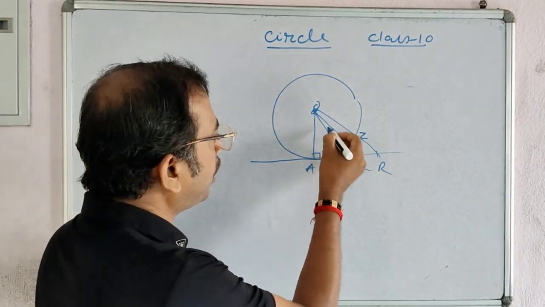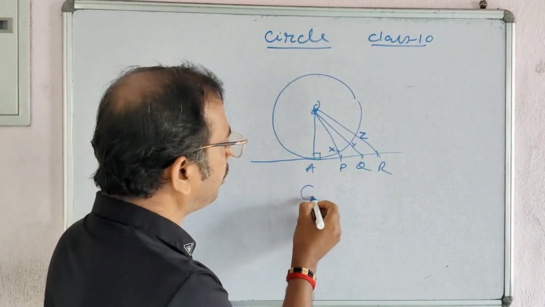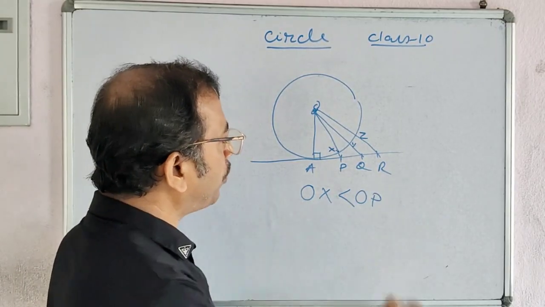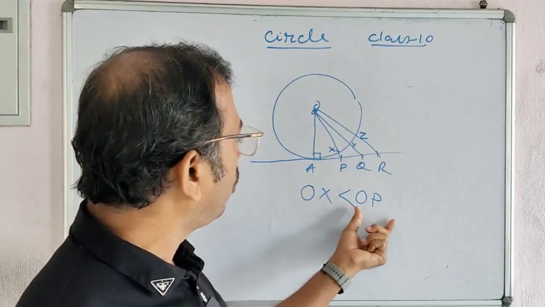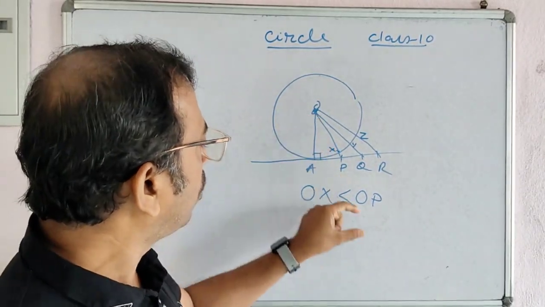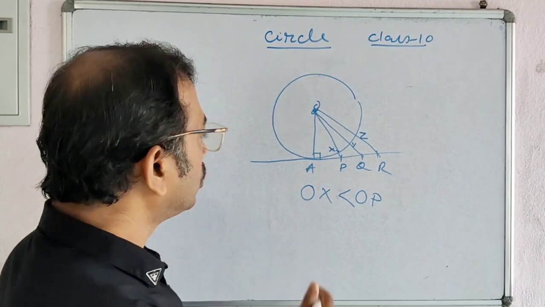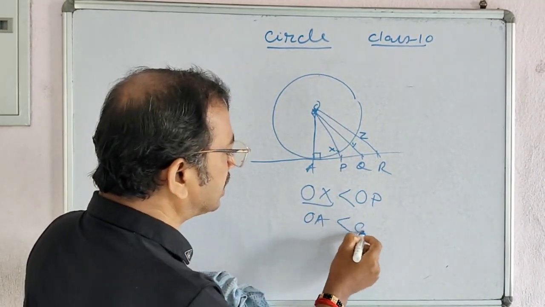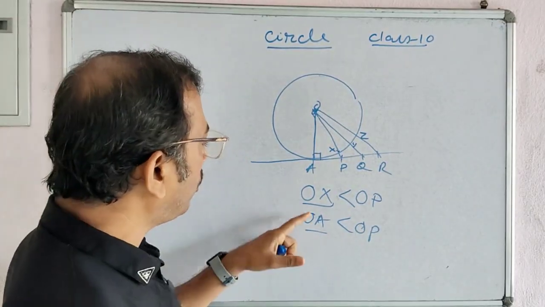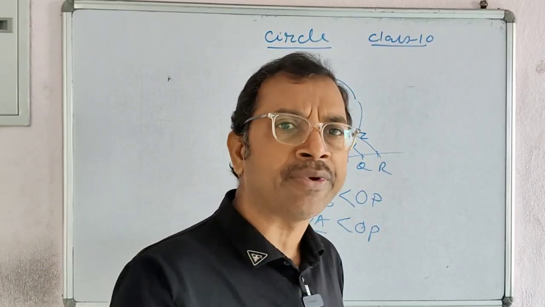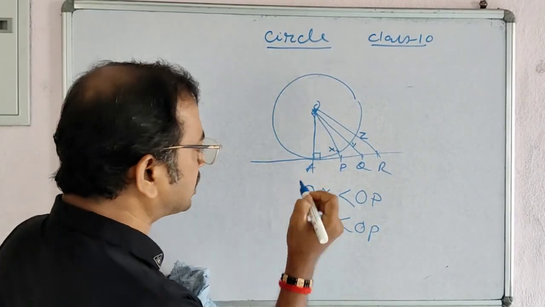See, OX is always less than OP. Why? Now part of the line is always less than the whole होता है. Part of the line OX is always less than OP. So OX is same as OA. So OA is less than OP. Why? Now OX and OA both are radius. सर्कल जितने रेडियस होते हैं सब इक्वल होता है. तो OA शॉर्टेस्ट हो गया.